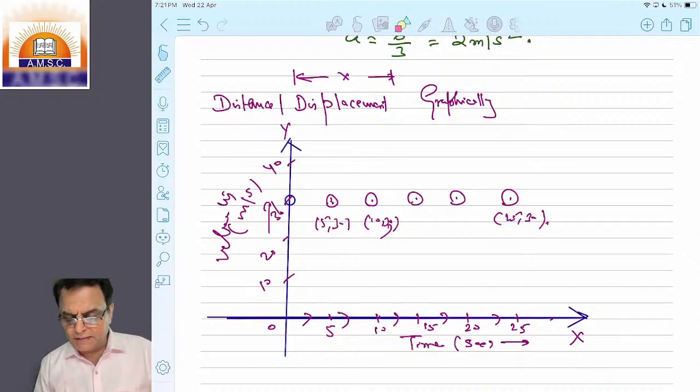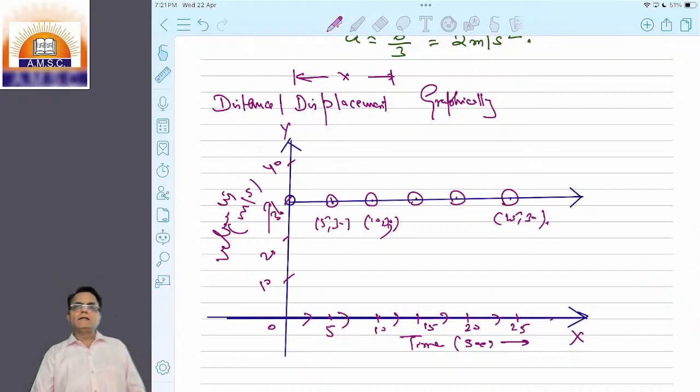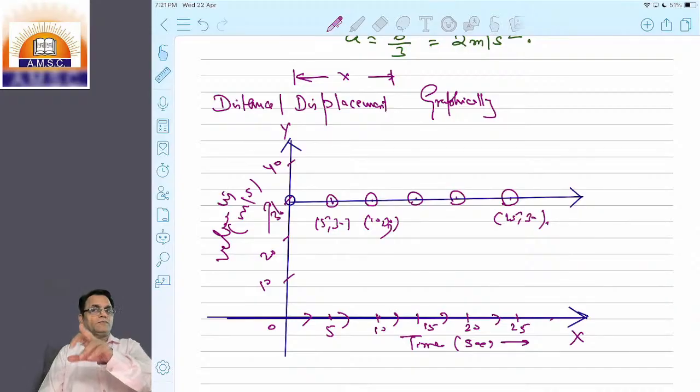That means I will get a straight line. Is this line parallel to the x-axis or not? In a velocity time graph, if a line happens to be parallel with the x-axis, what kind of nature of motion is it? Either acceleration is 0 or it should be regarded as uniform velocity.